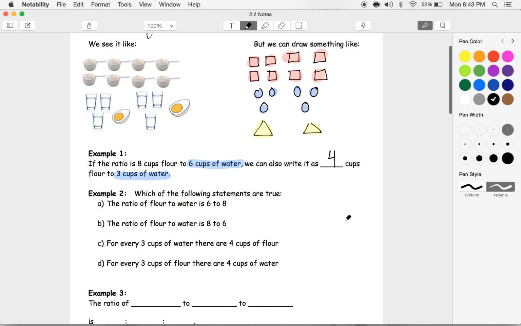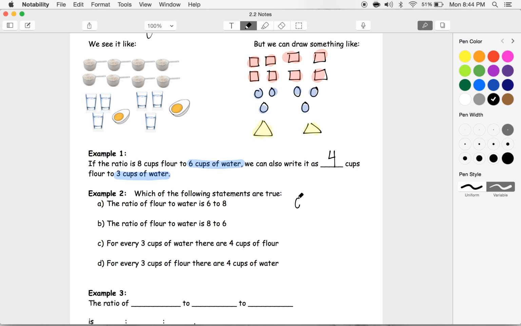So a couple things we're going to check. Which of the following statements are true? The ratio of flour to water is 6 to 8. Okay, so let's count how many flour we have. 1, 2, 3, 4, 5, 6, 7, 8. And how many water do we have? 1, 2, 3, 4, 5, 6. So the flour should go with the 8 and the water should go with the 6.